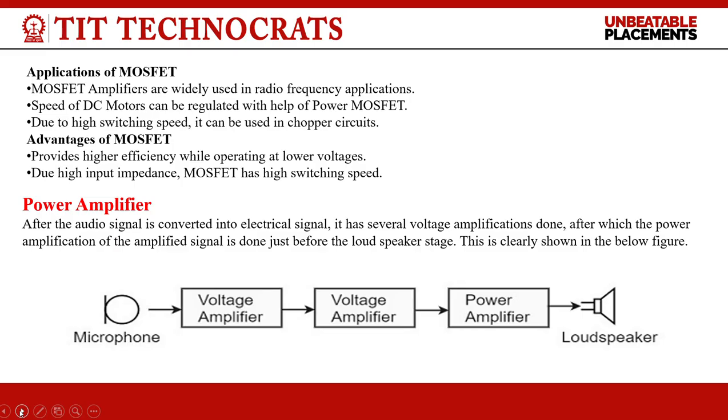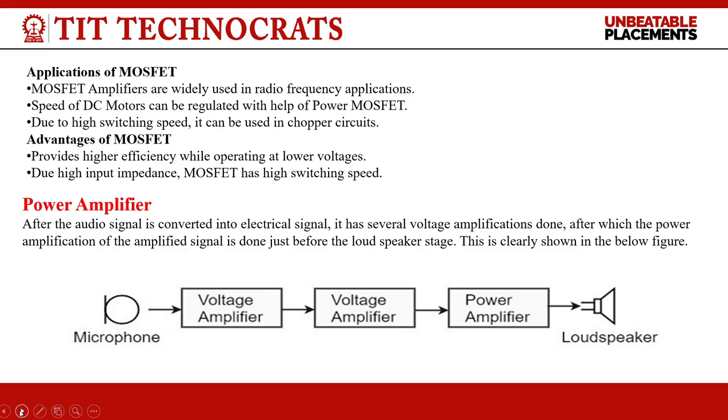Now the next topic is power amplifier. After the audio signal is converted into electrical signal, it has several voltage amplifications done, after which the power amplification of the amplified signal is done just before the loudspeaker stage. This is clearly shown in the below figure, which has the microphone. The output of the microphone comes to the voltage amplifier, then again to the voltage amplifier, then comes to the power amplifier.